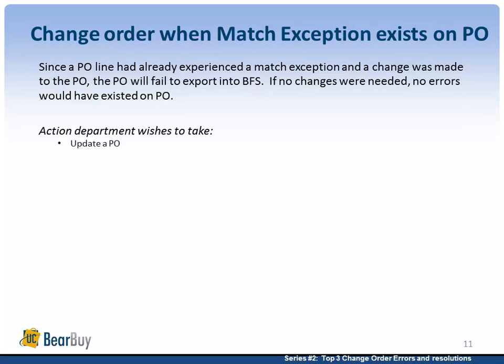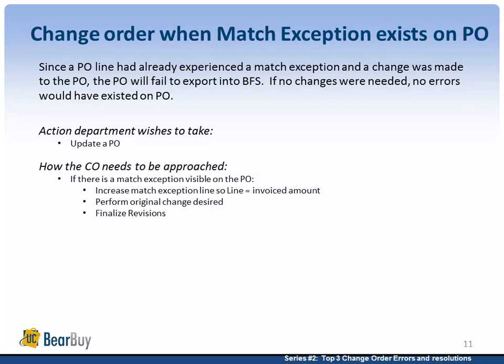So the action a department wishes to take may be just to update the PO. If the change order preparer sees that there is a match exception on the PO, the change order preparer must do 3 things. 1. Increase the match exception line so the line is equal to the invoiced amount. So in other words, if line 1 is only $100, but 200 has been vouchered against it, the change order preparer must increase line 1 to equal 200. Once the match exception line has been updated, the change order preparer can then perform the original change that they desired, again, finalizing the revisions at the end.